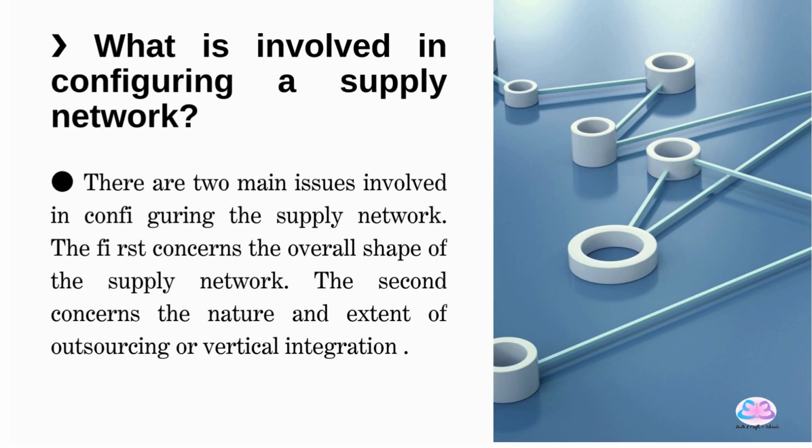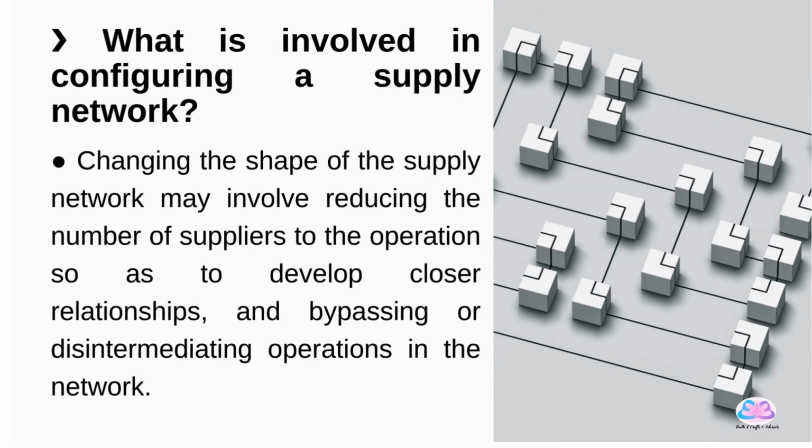Second, what is involved in configuring a network? There are 2 main issues involved in configuring the supply network. The first concerns the overall shape of the supply network. The second concerns the nature and extent of outsourcing or vertical integration. So this is another answer.